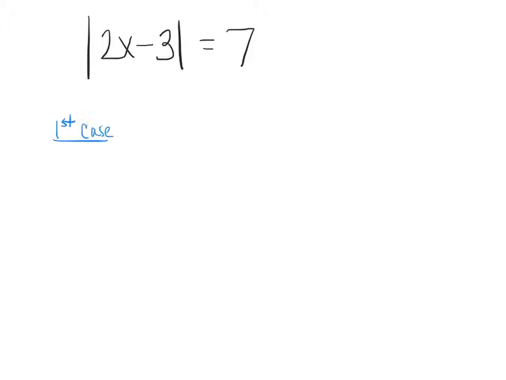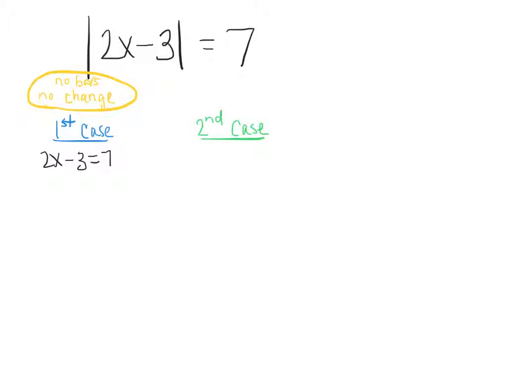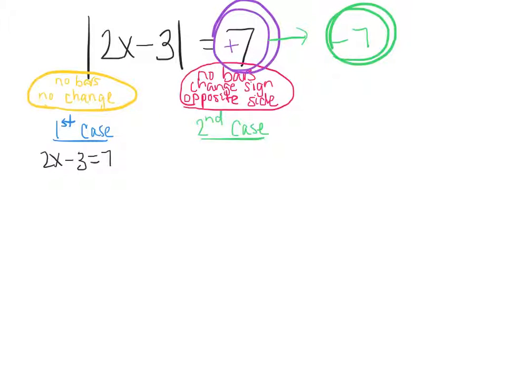The first case is all you do is you bring everything down. So we get rid of the absolute value bars and bring it down. So I have 2x minus 3 equals 7. That's the first case. Then we go into the second case. Now, the second case, you're going to bring down everything inside the absolute value bars. We're going to get rid of that, and then we're going to set the other side equal to the opposite sign. So if I've got a positive 7, I'm going to use a negative 7 here. So I got my two cases. Now I'm going to solve each one and get an answer.